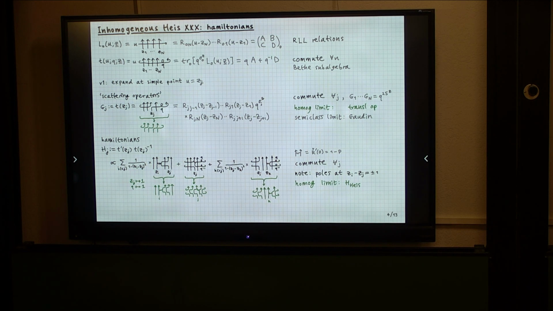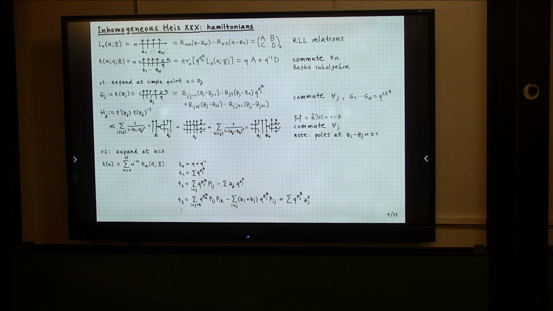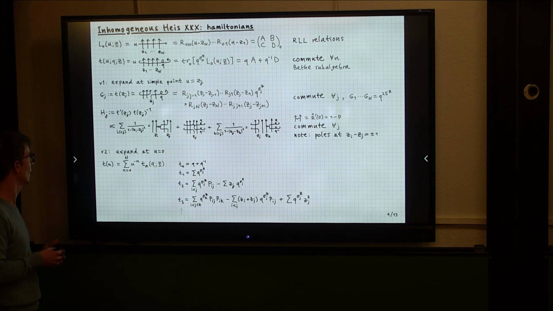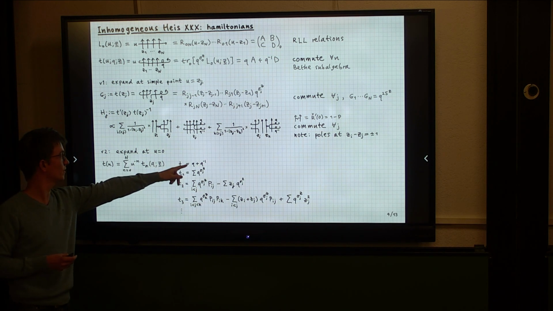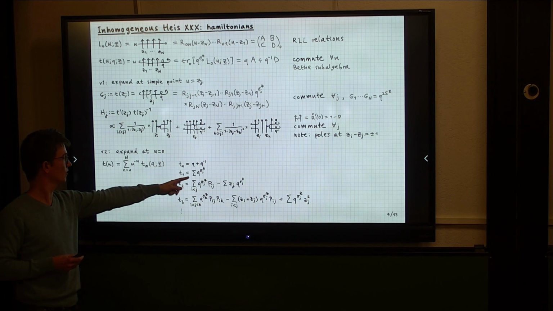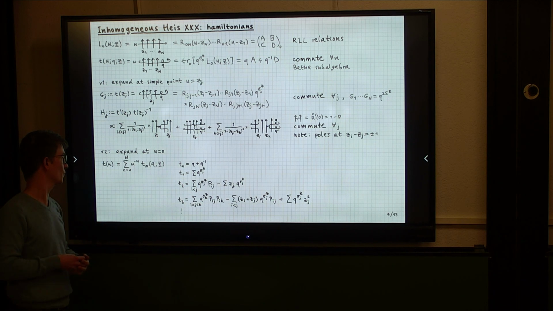For later use, it will actually be good to do something else. So what we could also do is we can take this transfer matrix and we can just do a series expansion around u is 0 or infinity. Actually infinity. Then, so here you just expand it as a series in u inverse, and then you can look at the coefficients. So here I wrote down the first few. The first is just already the quantum dimension of the auxiliary space. The second one is some sort of twisted version of the identity.